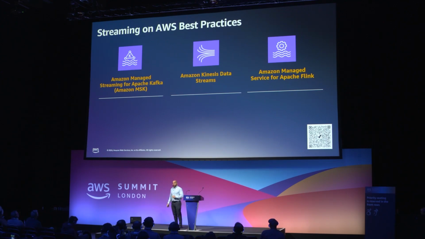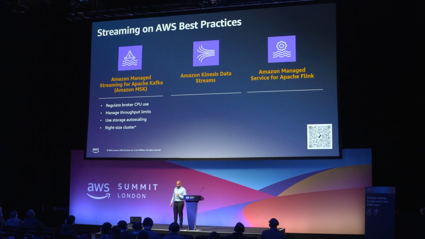So if you're operating MSK, what are some of the best practices? Number one is to regulate your broker CPU usage. You want to give some headroom for operational fault tolerance, and let's say you have a change like a version upgrade or a broker fault. You want to keep your CPU utilization at around 60%. Now, if you want to mitigate downtime and throttling issues, you should also manage your throughput limits. You want to cap it at around 80%.